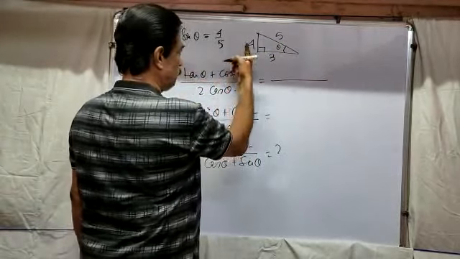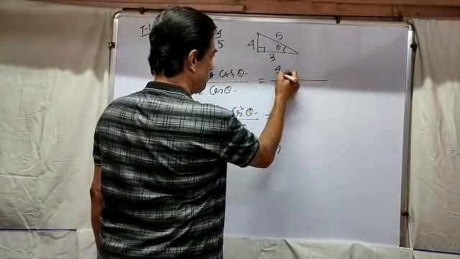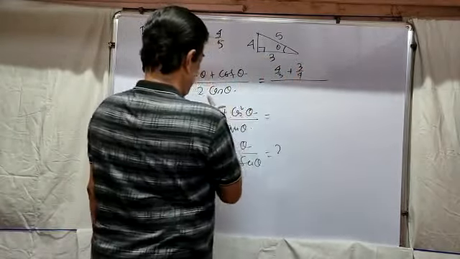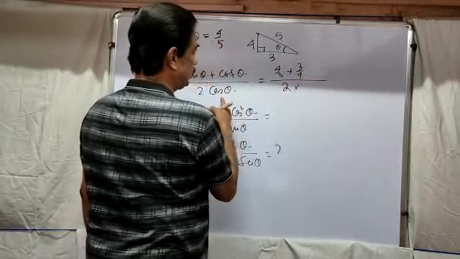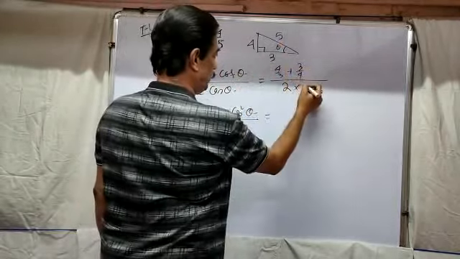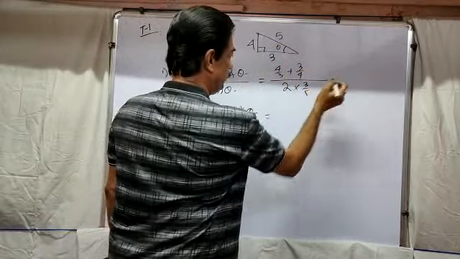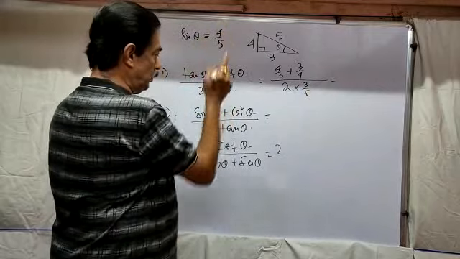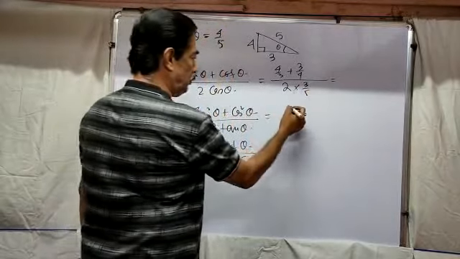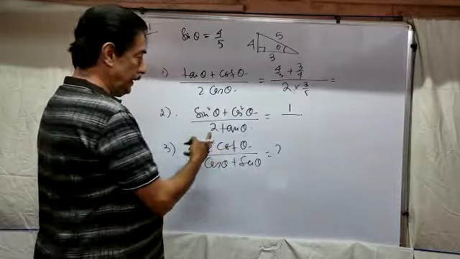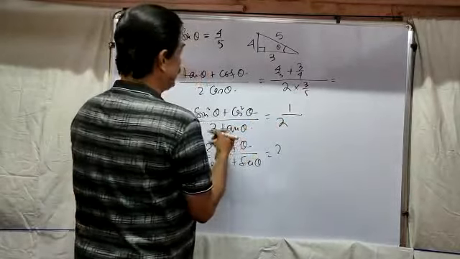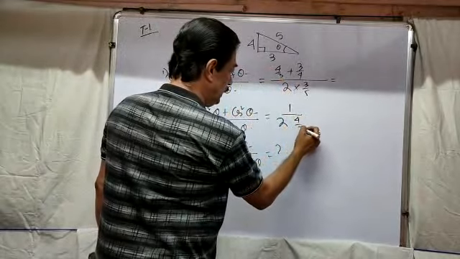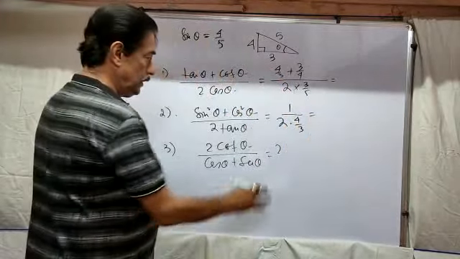The first case: tan theta, perpendicular by base, 4 by 3, plus cot theta, base by perpendicular, 3 by 4, divided by 2. Cos theta means base by hypotenuse, so 3 by 5, and just simplify. Case 2: you know this is theta and this theta. Whatever the value, sin square theta plus cos square theta should be 1. Don't put the values. Case 2: 2 tan theta. Tan theta means perpendicular by base, so 4 by 3, and simplify, you can get the answer.